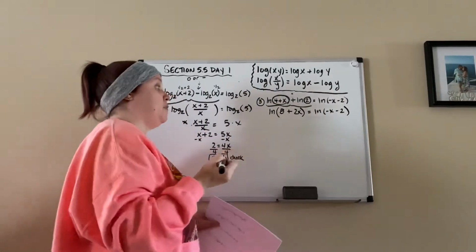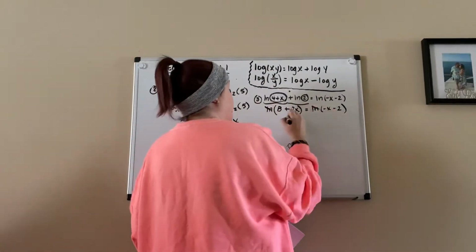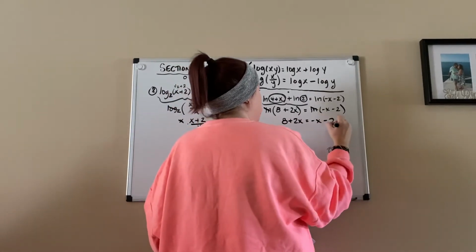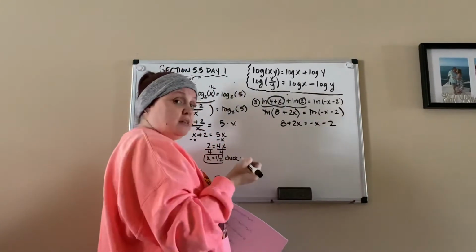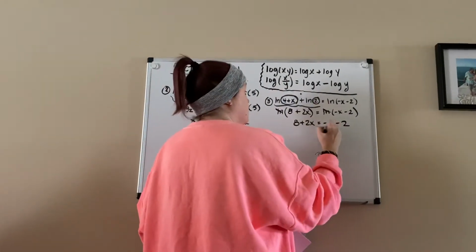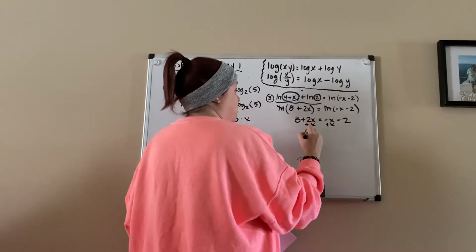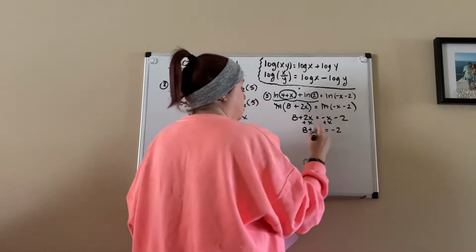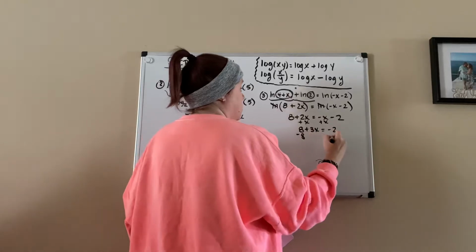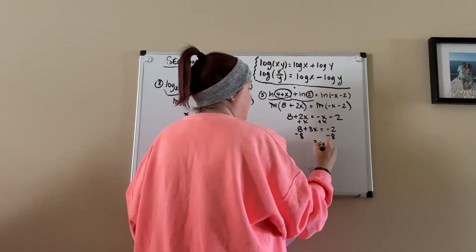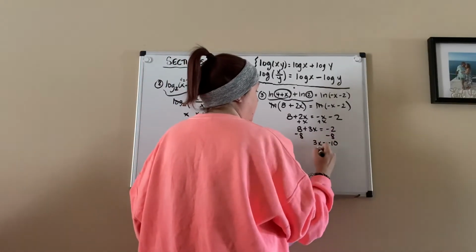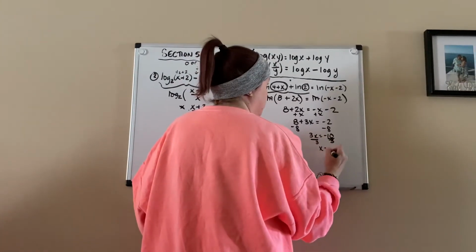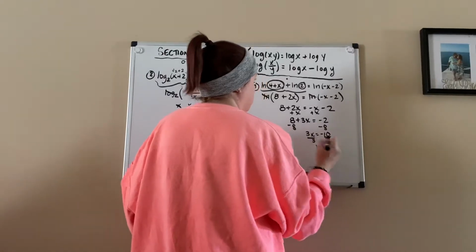So I'm just going to solve it by canceling the ln's. I'd get 8 plus 2x equals negative x minus 2. Solve it just basic. So I'm going to add the x. We get 8 plus 3x equals negative 2. Subtract the 8. We would get 3x equals negative 10. Divide by 3. x equals negative 10 thirds.